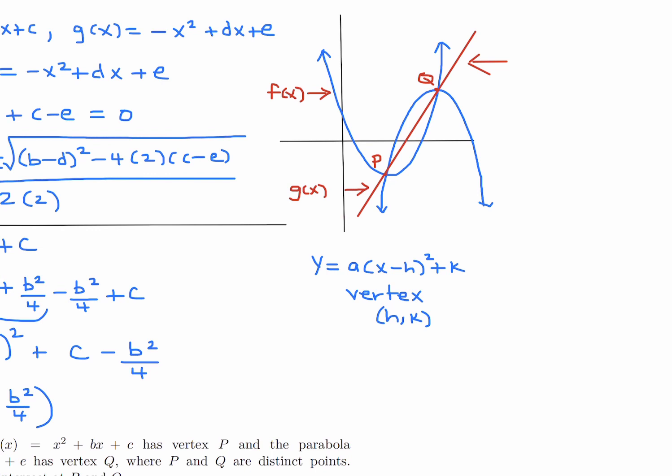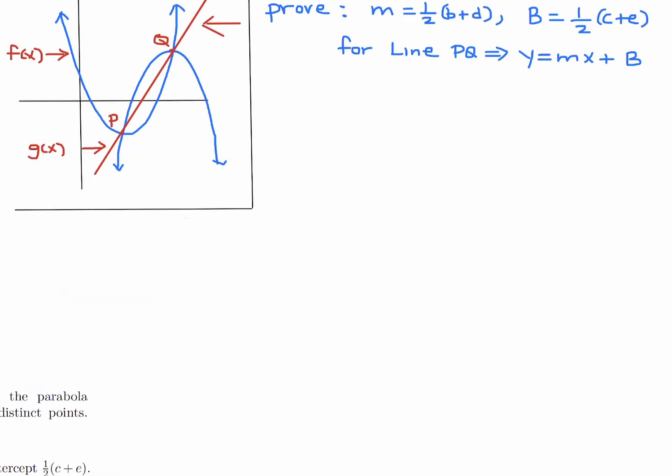I have to first figure out the slope, the intercepts, and hopefully with the information I've obtained so far, this shouldn't be too much of a problem. So here we go. Therefore, I've got to prove for this line PQ that is always going to be of that form, y is equal to mx plus b, that the slope m is equal to 1/2 (b plus d), and this y-intercept, which I've called large B, is equal to 1/2 (c plus e). These are the things I have to prove.